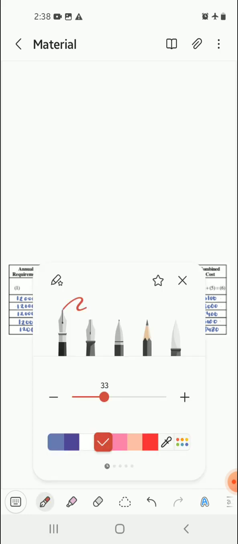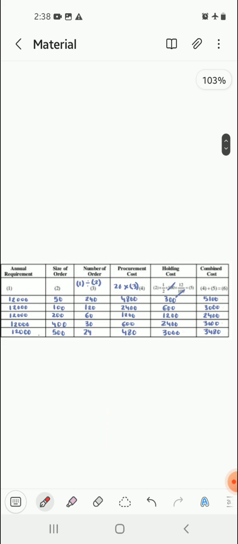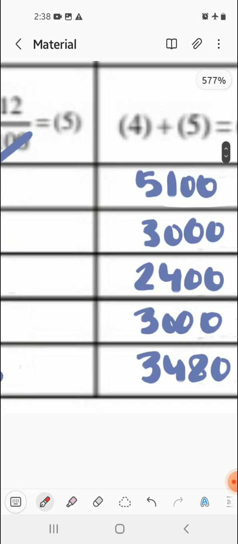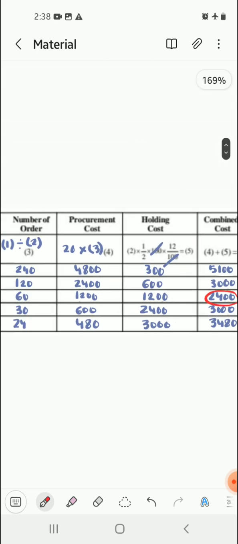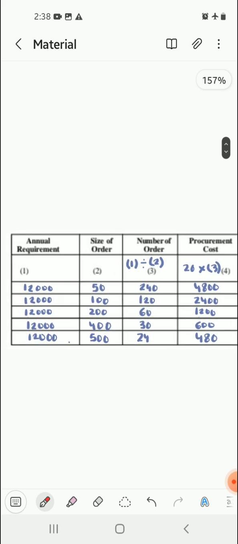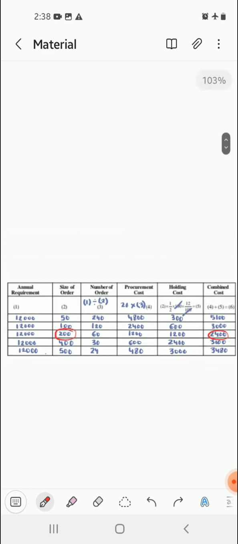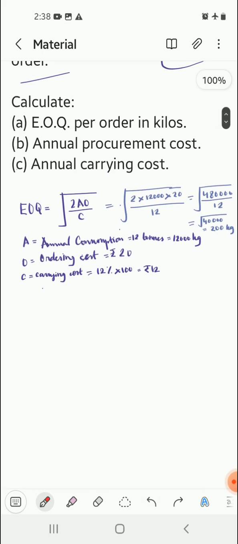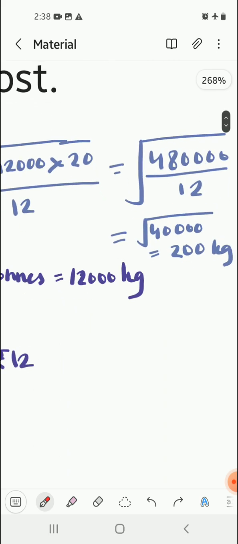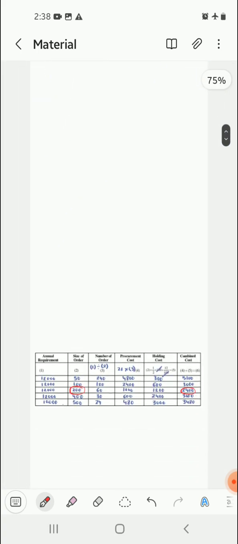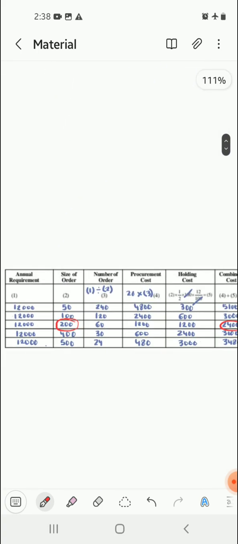Now see, once we have done the table, we have taken certain situations and slowly increased the size of order. We find that the combined cost is minimum at this level, that is 2400, and this is when the size of order is 200. That is what we found out in the sum when we were doing EOQ. See, when we were calculating EOQ, we had said that 200 kg is the perfect lot, the economic order quantity, and that is what we have proved through this table, and also found out the different scenarios because we were asked to find the annual procurement cost.